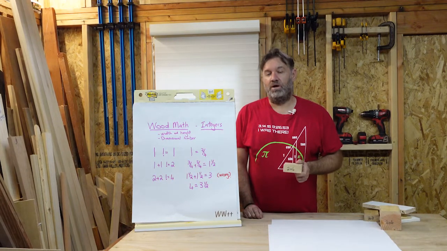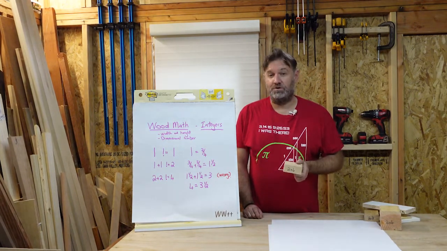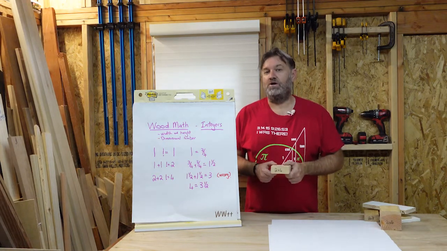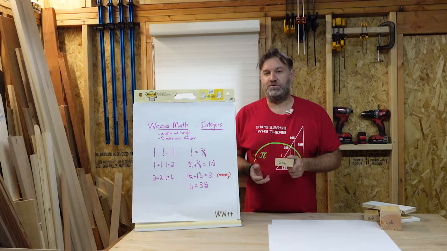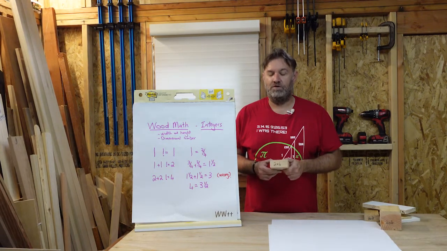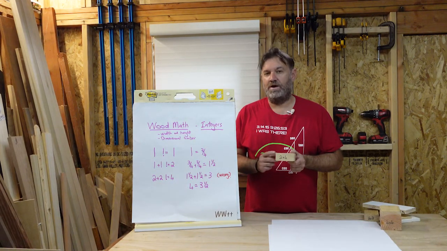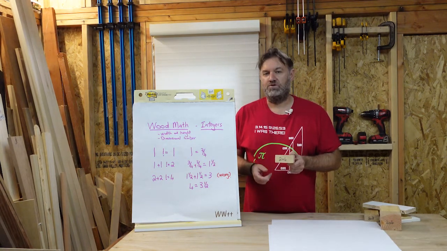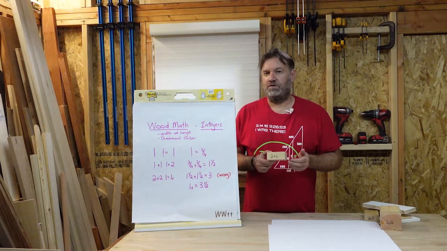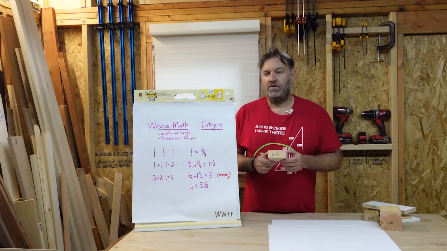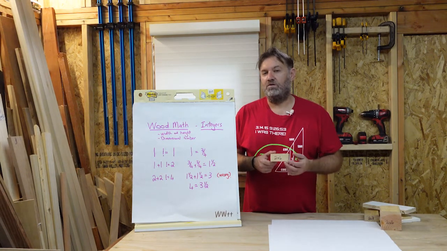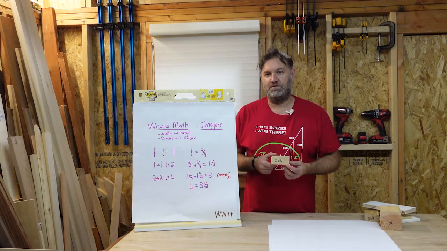1 does not equal 1. In fact, 1 equals 3/4. 2 does not equal 2. 2 actually equals 3/4 plus 3/4, which is 1.5. So in this wood, which is 2x4, the height dimension is actually 1.5 inches, not 2 inches. Now, 2 plus 2 is not 4. We know that 2 is 1.5, so 1.5 plus 1.5 is 3. However, for 4 inches, the wood is not 3 inches, it's in fact 3.5 inches.